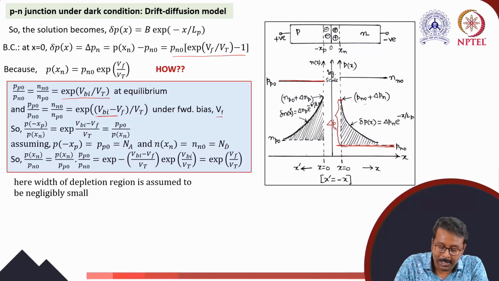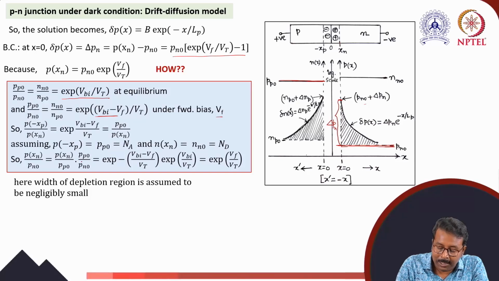Say P at xn, what is the value of P at xn? This is our intention, to find the P at xn position, that is, the minority excess holes at x equal to 0 in this graph, or x equal to xn here. So P at xn by pn0 can be written as P at xn by pp0 into pp0 by pn0, that is, by dividing by this factor and multiplying by this factor.